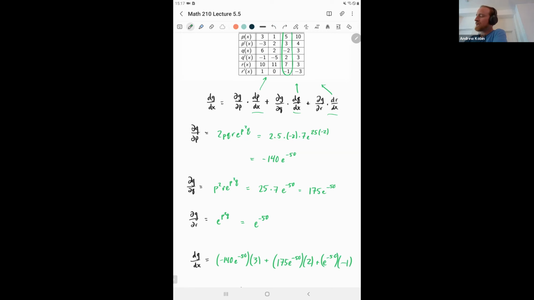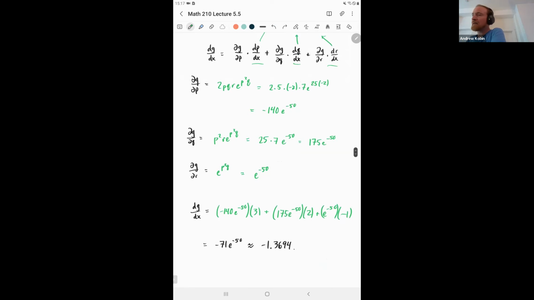Good, so this is the expression we have. You simplify, factor out an e to the -50, you'll get a term of -71. And if you get a decimal approximation, it's something like -1.3694. You don't really have an interpretation in this problem since we don't know what all of the variables represent. But this is an explicit computation of the rate of change of that function g as a function of the original input variable x, which influences all of the other variables. And that rate of change is this negative number. So g is decreasing when x equals 2.